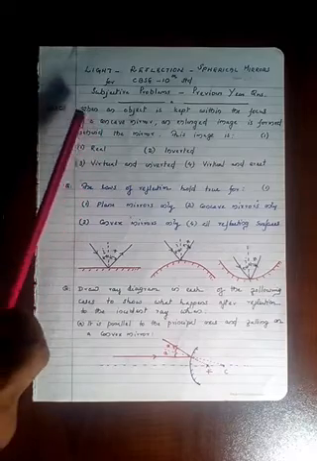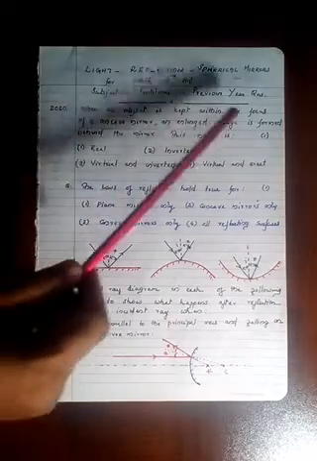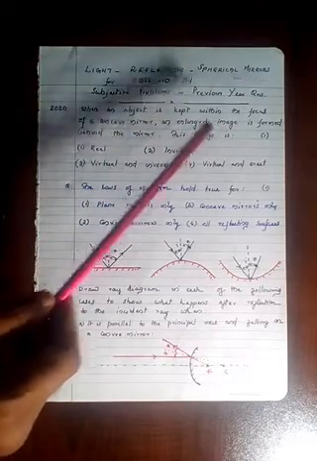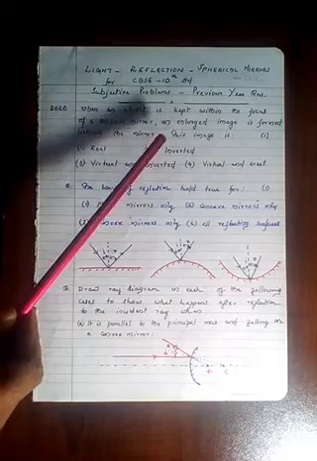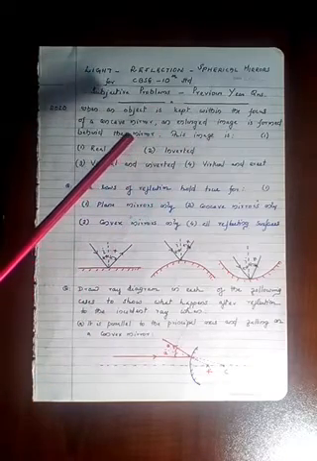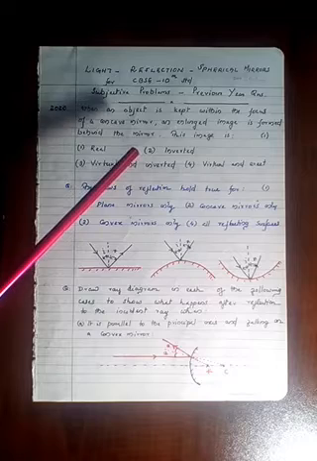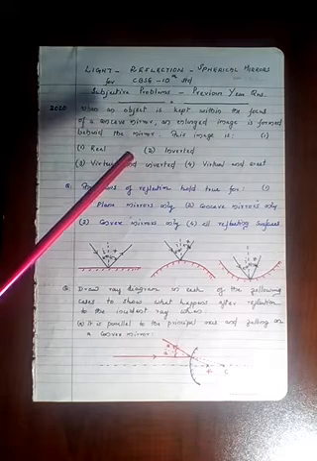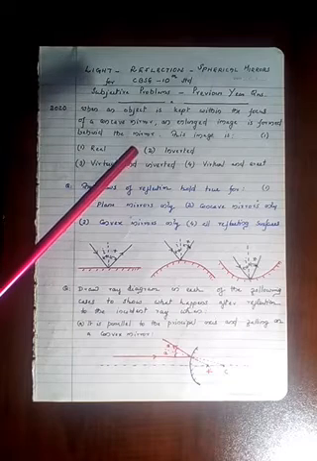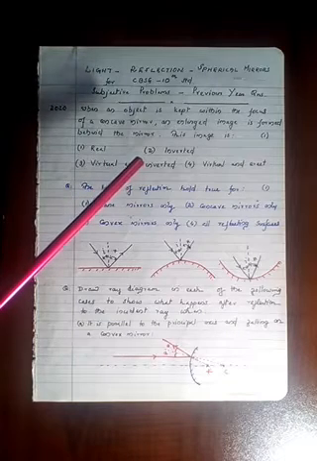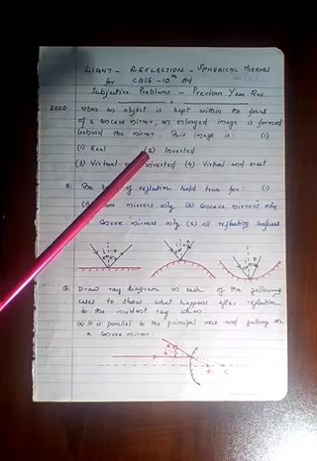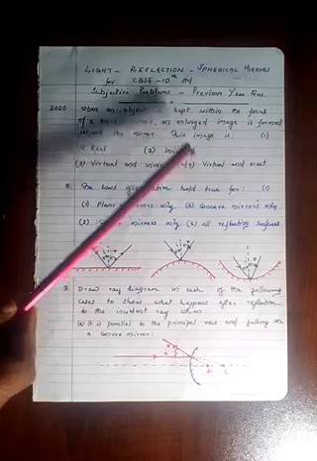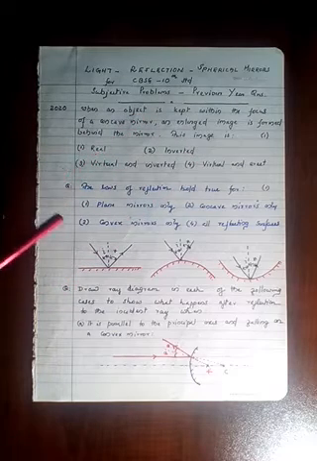The first one: when an object is kept within the focus of a concave mirror, an enlarged image is formed behind the mirror, and this image is... So we know the concept. When the object lies in between the focus and the pole, we get a virtual, enlarged, erect image behind the mirror, and hence the correct option is 4. Look, the next question.